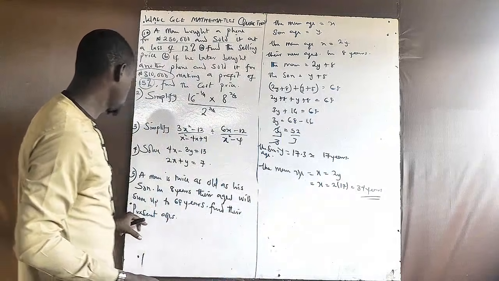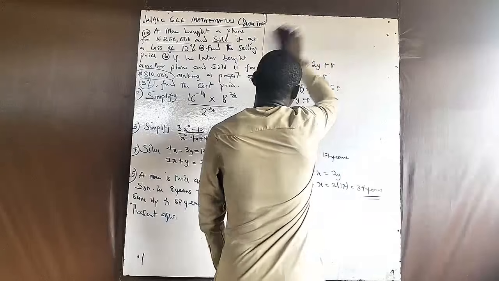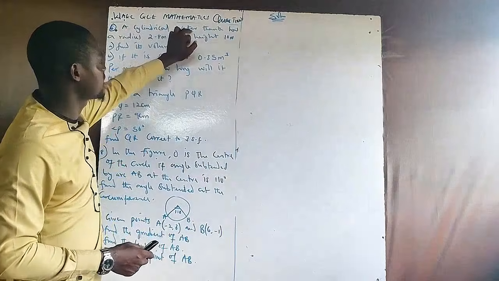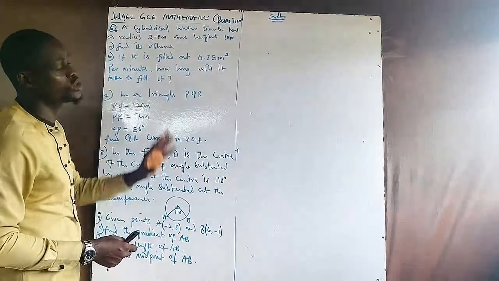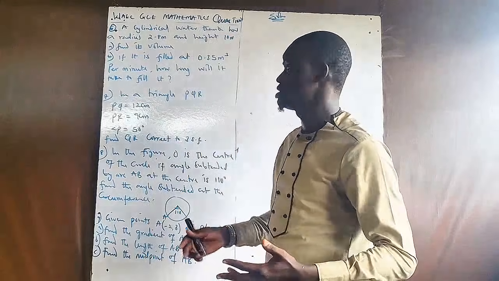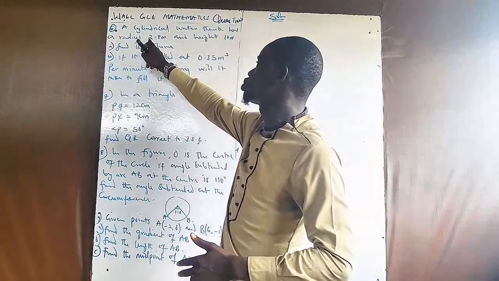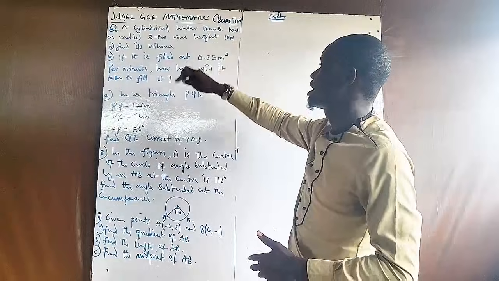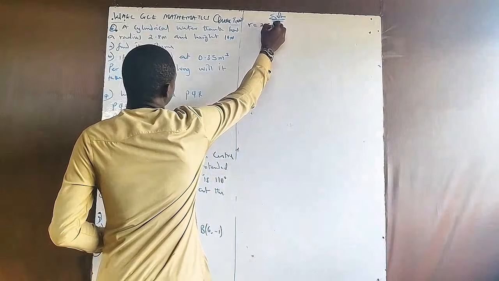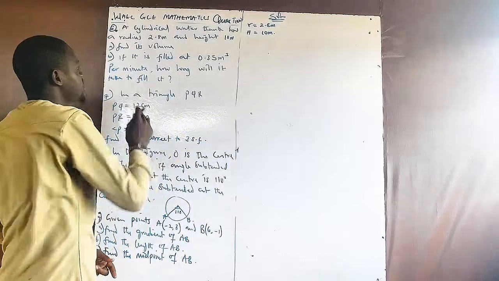Now, starting with question 6, this question is under mensuration. They said a cylindrical water tank has a radius of 2.8 meters and a height of 10 meters. Now we are given the radius r as 2.8 meters and the height to be equal to 10 meters. Find its volume.